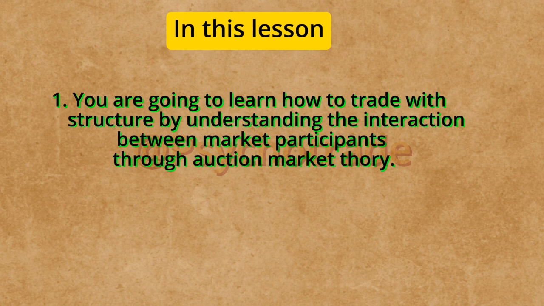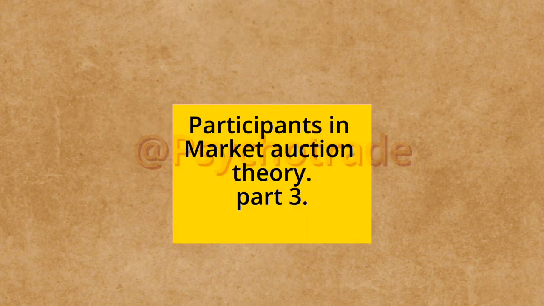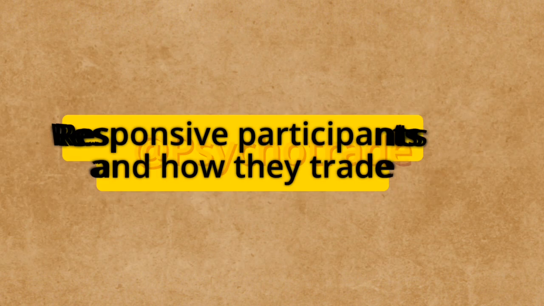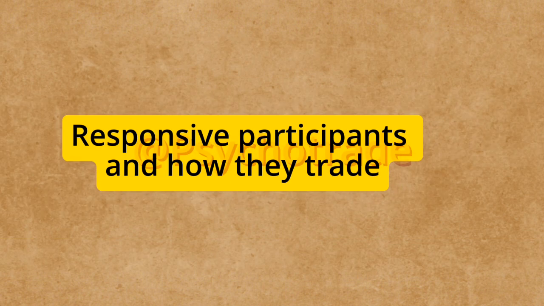auction market theory. If you haven't watched my previous lesson on auction market theory part 3, where I explained initiative participants and responsive participants, I highly recommend going back and watching it first. Now let's focus on responsive participants and how they trade.